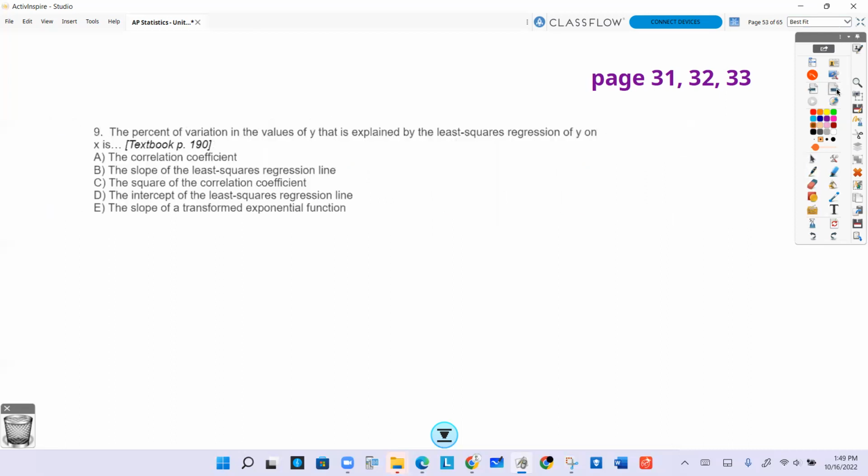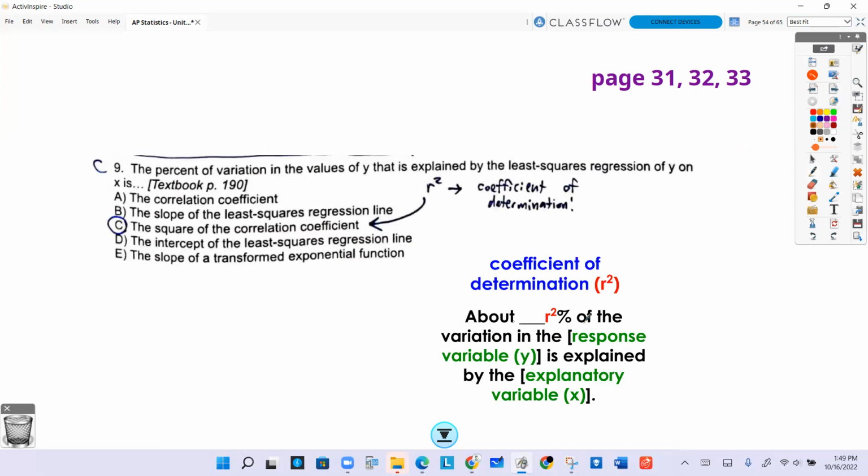9, the percent of variation in the values of Y that is explained by the least squares regression on X is, that's R squared. That is your coefficient of determination. About this percent of the variation in Y is explained by X. But since we don't have the words coefficient of determination, we'd say the square of the correlation coefficient, R squared.